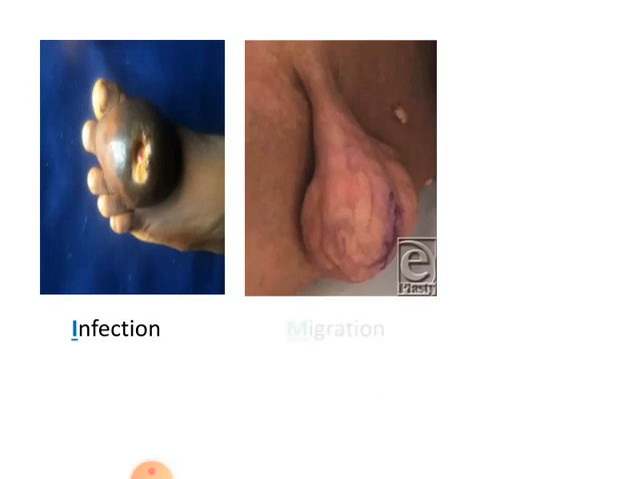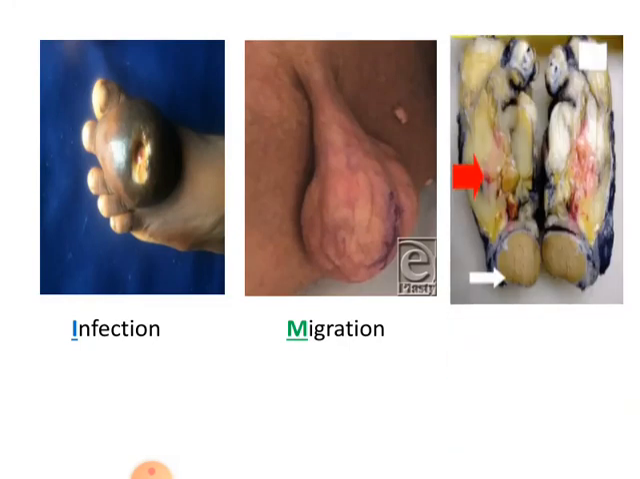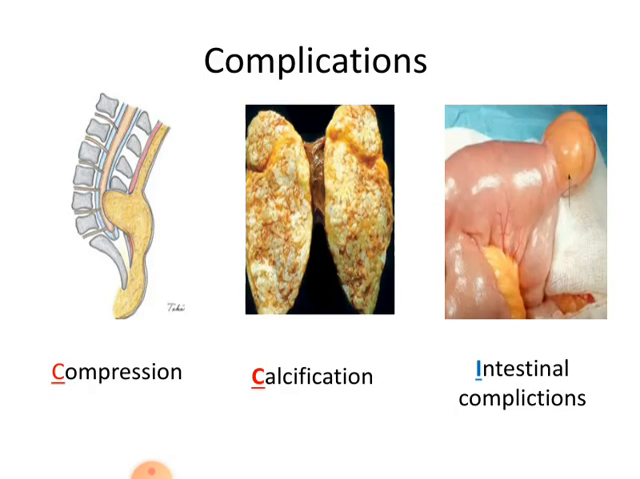Migration of lipoma. Lipoma is a subcutaneous lesion. It may migrate and form a pedicle, becoming a pedunculated lipoma. Lastly, malignant transformation, to liposarcoma. So we have 6 complications of lipoma: 2C, compression and calcification; 2I, intestinal complications and infection; 2M, migration and malignant transformation. These are the complications of lipoma.